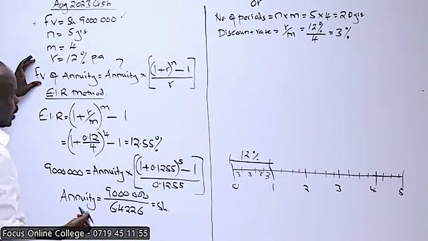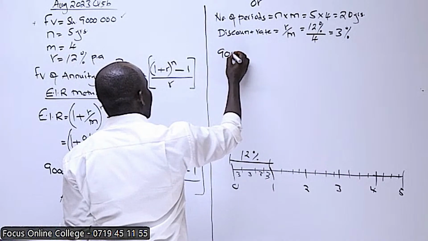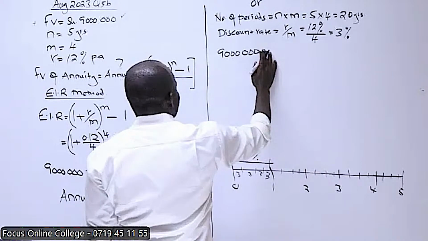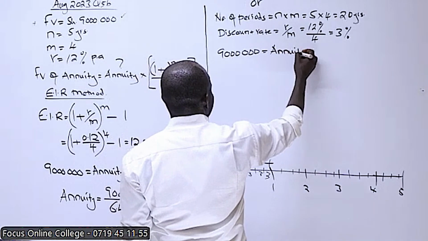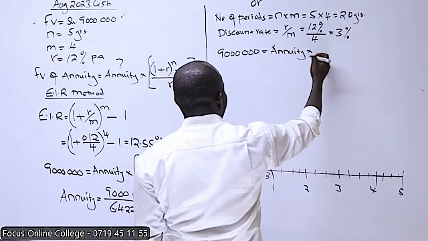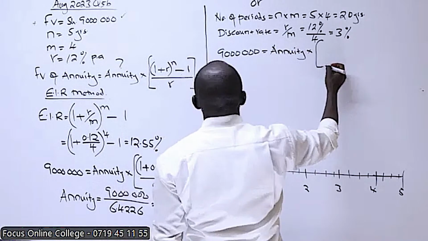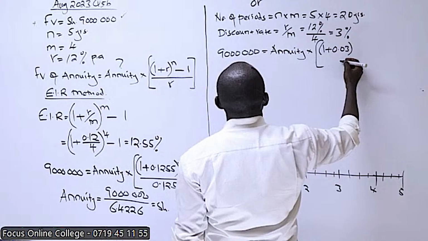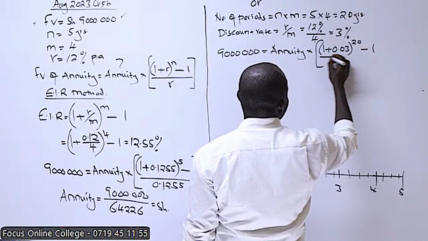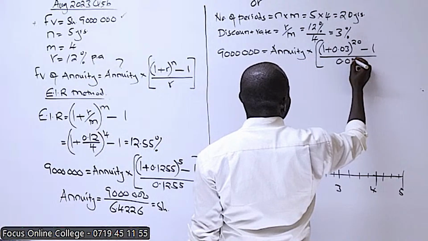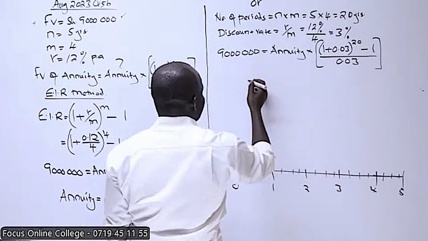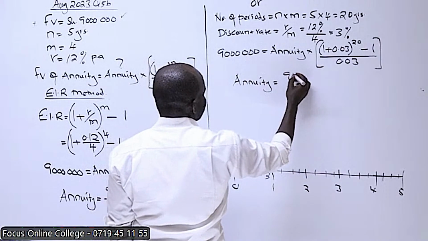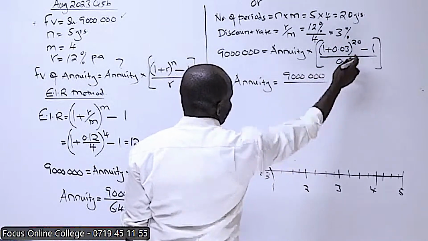We say annuity, which is 9 million, equals annuity times 1 plus 0.03 power 20, minus 1, over 0.03. So then now you say annuity equals 9 million over the factor that you'll get there.